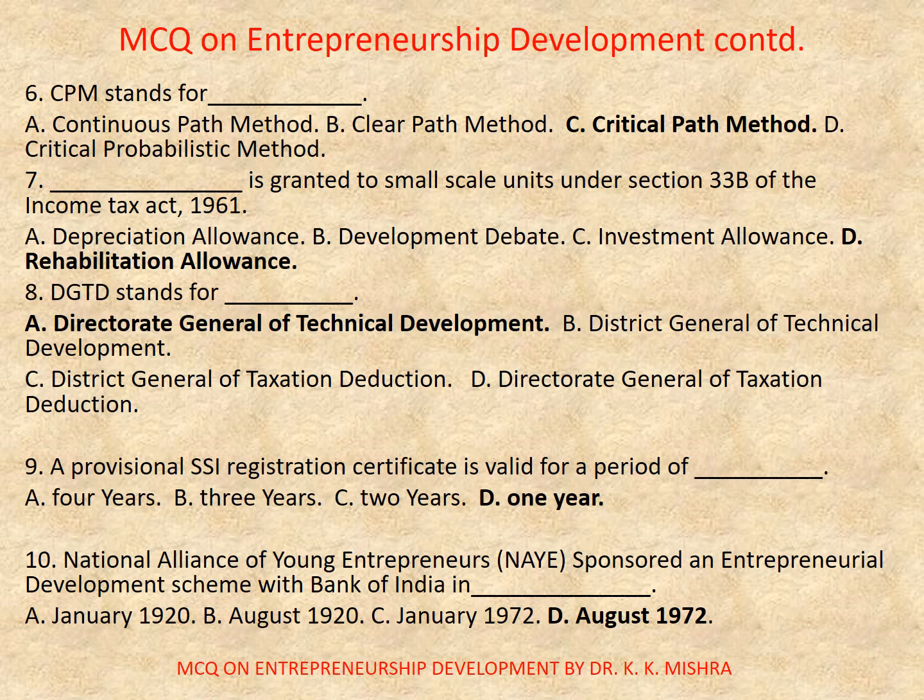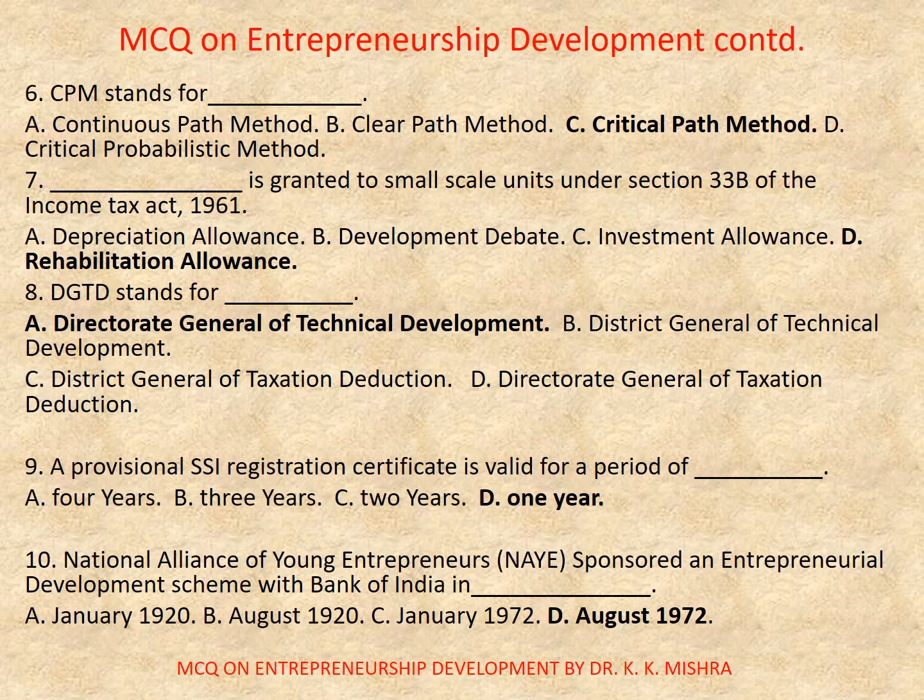Question number 6. CPM stands for dash. A. Continuous path method, B. Clear path method, C. Critical path method, D. Critical probabilistic method. Correct option is critical path method.